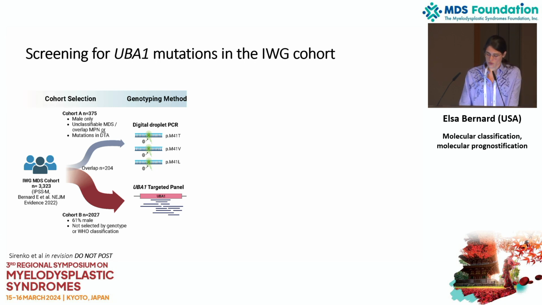So we used a 2-step approach where we first selected a cohort A of 375 patients that were male exclusively, and that were heavily selected for having either MDS unclassifiable per WHO, or MDS without identified driver from our previous analysis, or only mutations in clonal genes, such as DNMT3A and TET2. And then we also performed a cross-sectional analysis of 277 patients that were not selected, where we analyzed this cross-sectional cohort by NGS targeted panel, while cohort A was analyzed by ddPCR, digital droplet PCR assay.